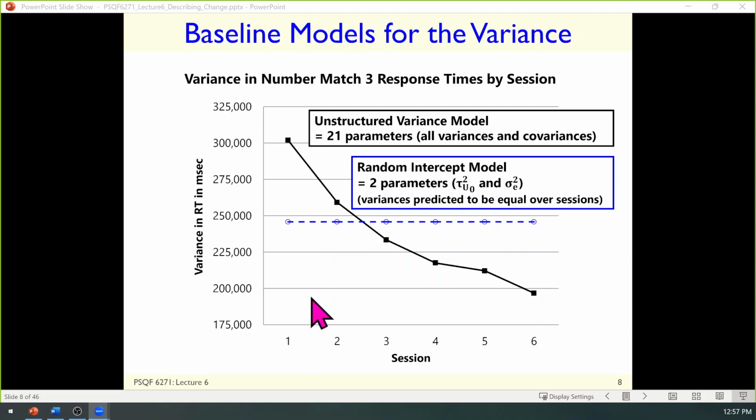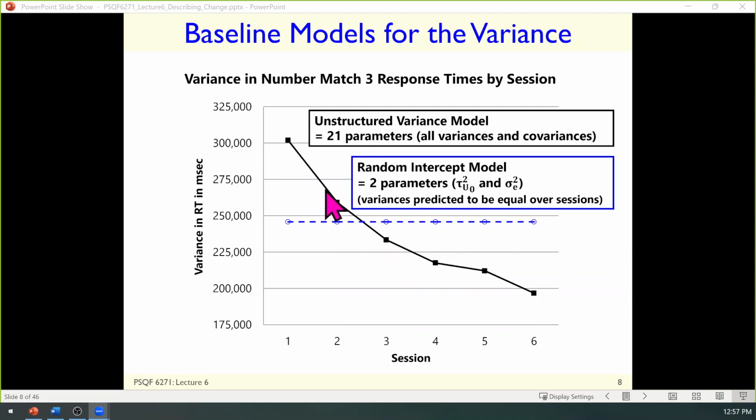That model predicts constant variance over time. So the y-axis on this picture is variance in response time as the outcome, and this is what the variance is predicted to be if we only had a random intercept in the model beyond our usual residual variance at level 1. And the right answer, given to us by unstructured, where all the variances and covariances get to be what they want, is the black line here.